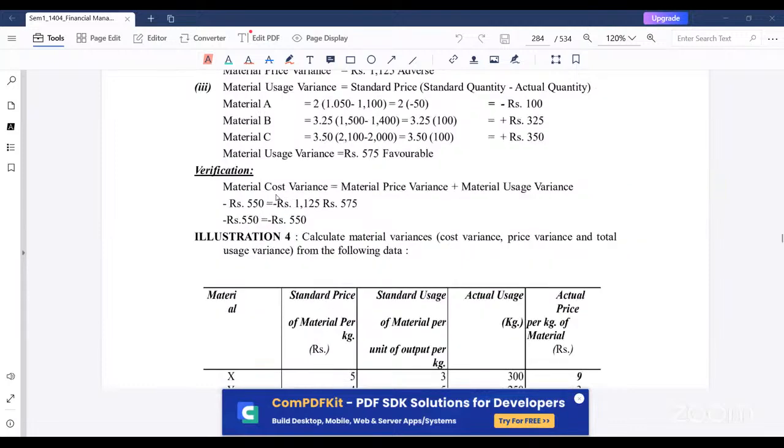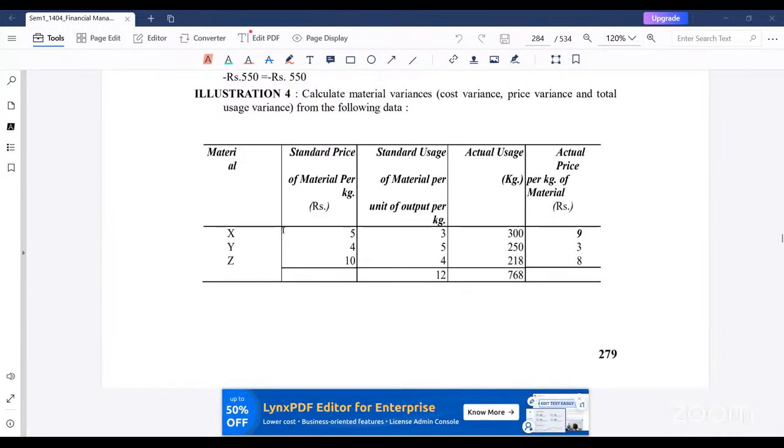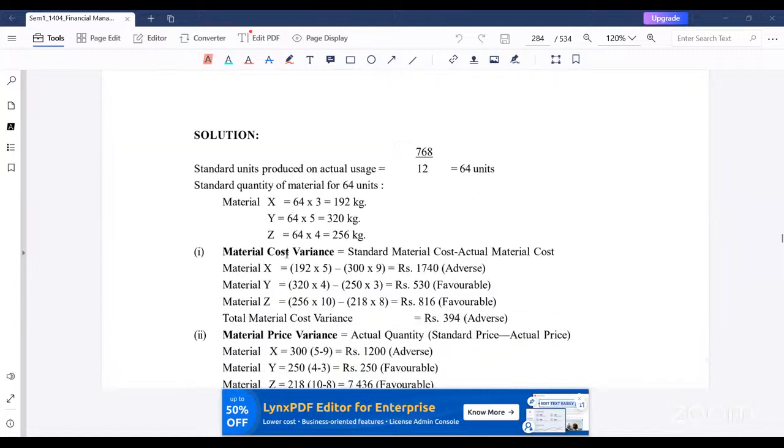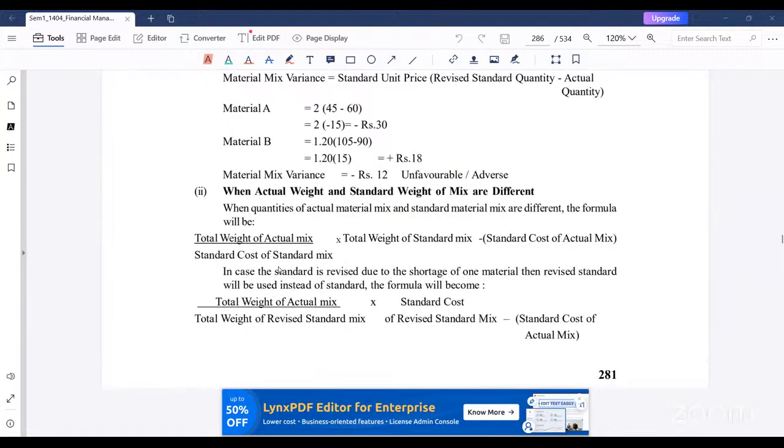So altogether material cost variance is equal to material price variance plus material usage variance. You will get that same. Similarly, we do with all the materials, if it was ABC, now it is XYZ. This is about material cost variance.